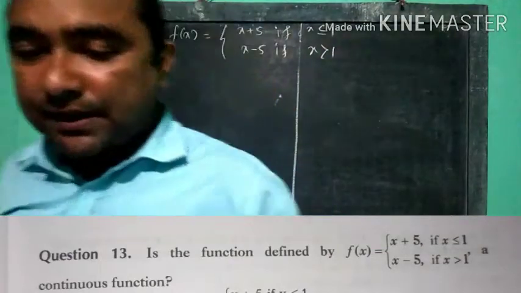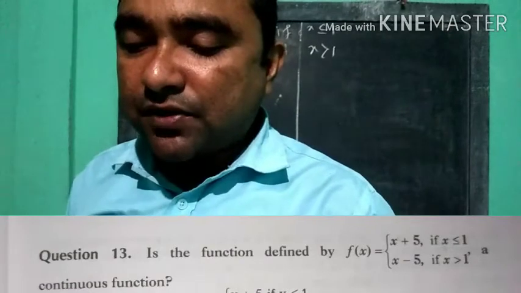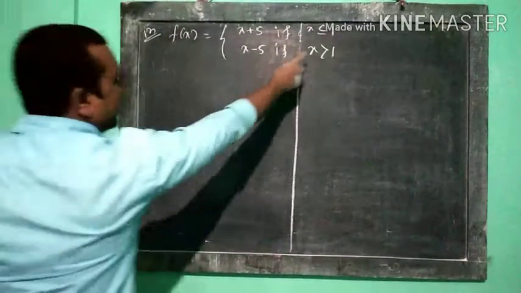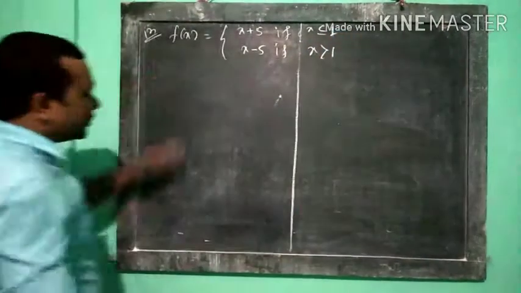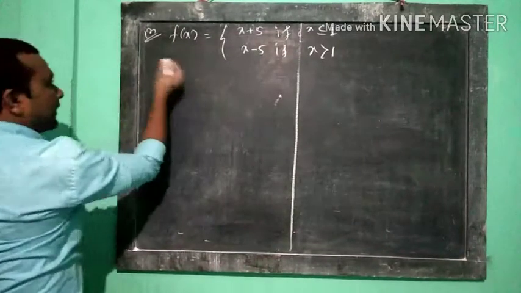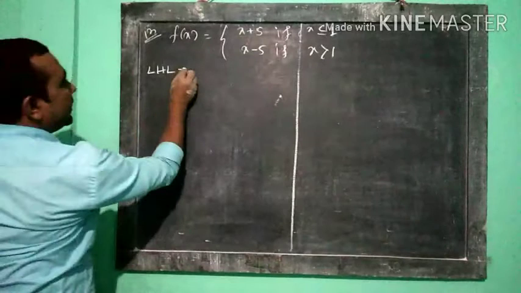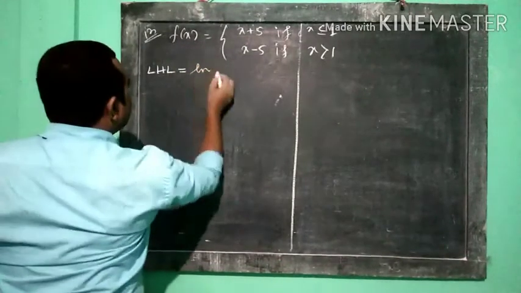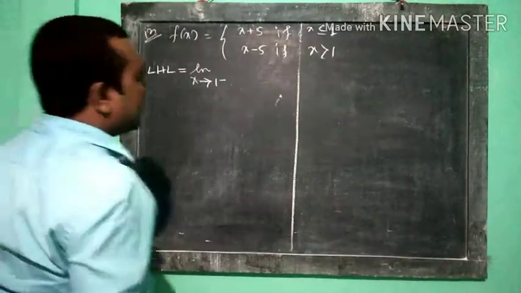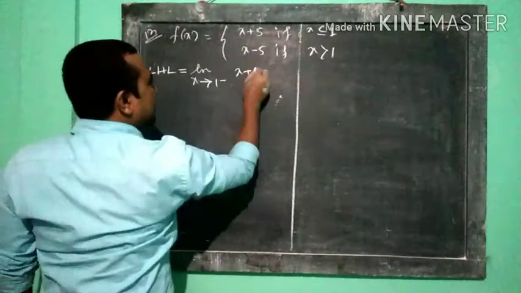There are two conditions here. A continuous function. We are going to check if it is continuous or not. Very simple. How to check this? At the point of 1, because both the functions are polynomial functions. So left hand limit, first of all we check left hand limit. Left hand limit equal to what? Limit x tends to 1 negative. So 1 negative means x less than equal to 1. It takes the value x plus 5. So right here x plus 5.